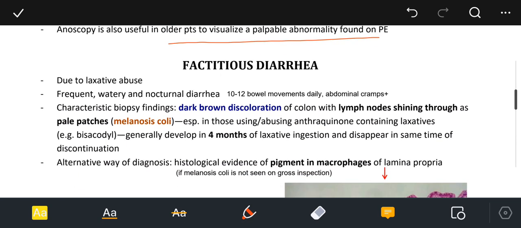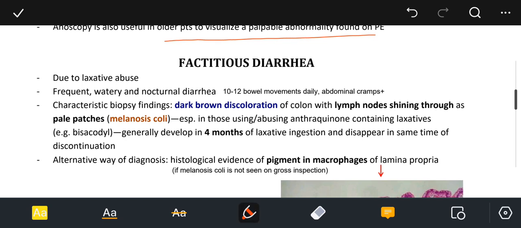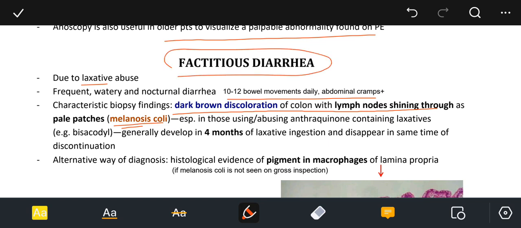Then factitious disorder: it is due to laxative abuse, with frequent watery and nocturnal diarrhea, like 10 to 12 bowel movements daily with abdominal cramps. Characteristic biopsy findings include dark brown discoloration of the colon with lymph nodes shining through as pale patches, that is called melanosis coli. So melanosis coli is a hallmark finding of factitious diarrhea that is caused by laxative overuse.